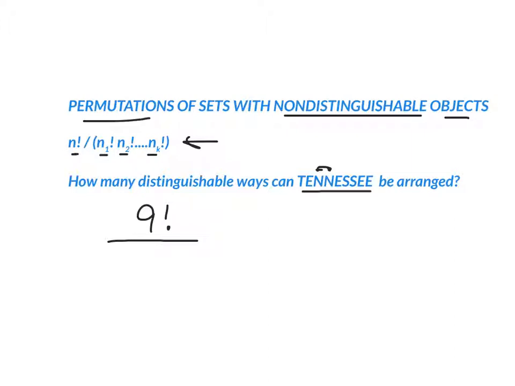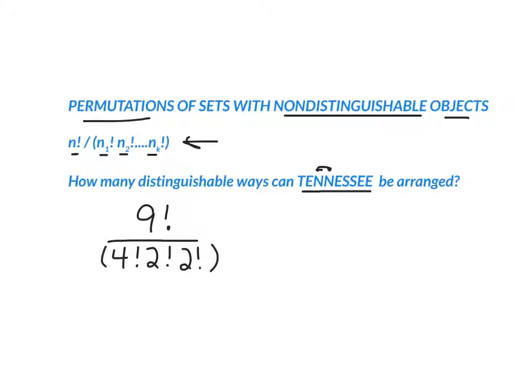So there are 4 E's, so I'm going to put 4 factorial. There are 2 N's, I put 2 factorial. There are 2 S's, so I put 2 factorial. And that's how you set that up. Now, the T I don't care about because it doesn't repeat. So one more time. The number on the top is the total number of letters. The numbers on the bottom are the ones that repeat and how many times they repeat.